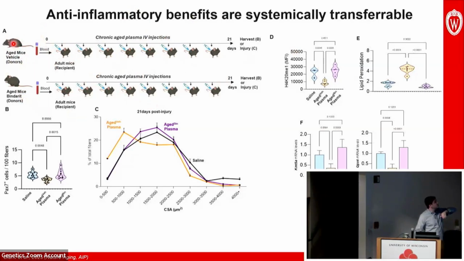In the case of regular aged mice, you obviously create what we've seen before, which is chronic inflammation, and you reduce the amount of PAX7 cells, H4K20, regeneration, and all the other aspects that we just discussed. When you take the plasma of those treated aged mice, they're 24 months old or more, and chronically inject that in adults, you basically just rescue the number of stem cells, regeneration and ferroptosis as a whole.